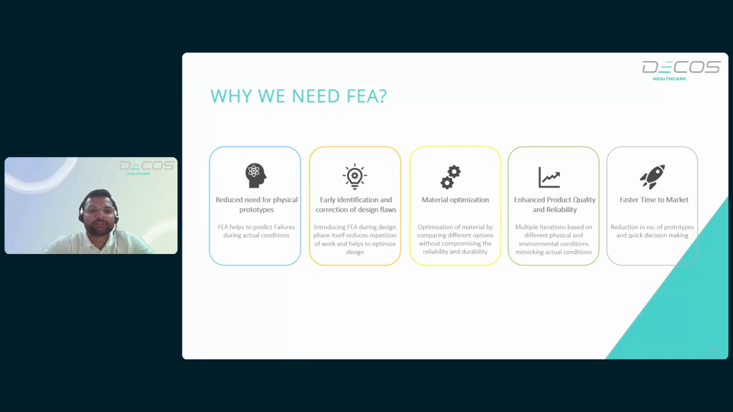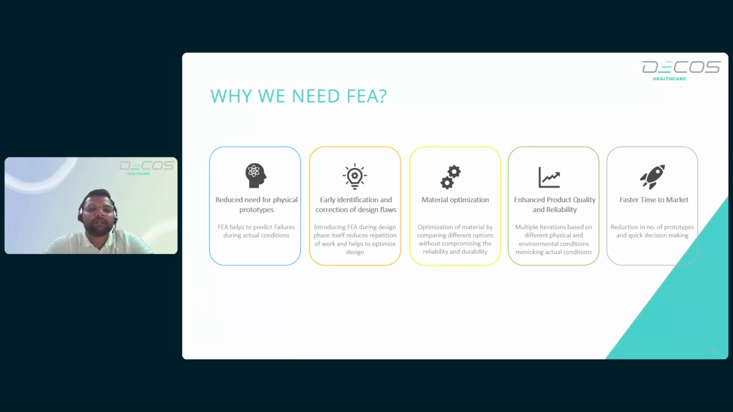Now, when we have already discussed the process and their accuracy, let's discuss why we need FEA or finite element analysis. The first point is reduced need of physical prototypes. With the initial review of the product in a virtual environment, the number of prototypes reduces, right? As we predict the failures and find the most optimized design for prototyping, instead of creating multiple prototypes, we are able to reduce the number of prototypes, right? Let me clarify that FEA does not eliminate the prototyping process. It just reduces the number of prototypes, right?